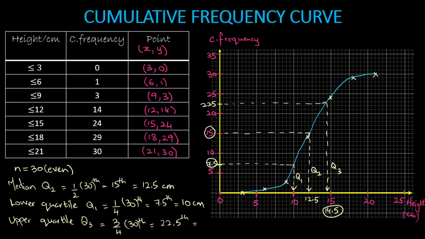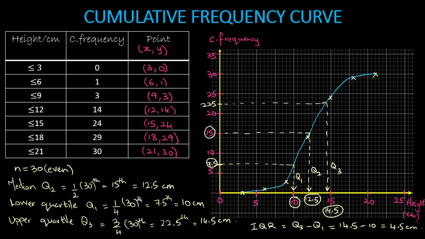Right? Median is 12.5 and the lower quartile is 10. So I write it down, the upper quartile is 14.5 centimeters, right? Now to be able to find the interquartile range, meaning IQR, you take the upper quartile minus the lower quartile. In our case, the upper quartile is 14.5 minus lower quartile is 10. So this gives you simply 4.5 centimeters.